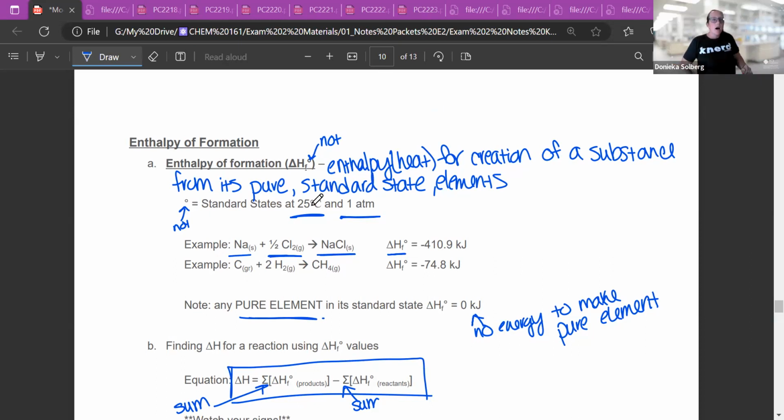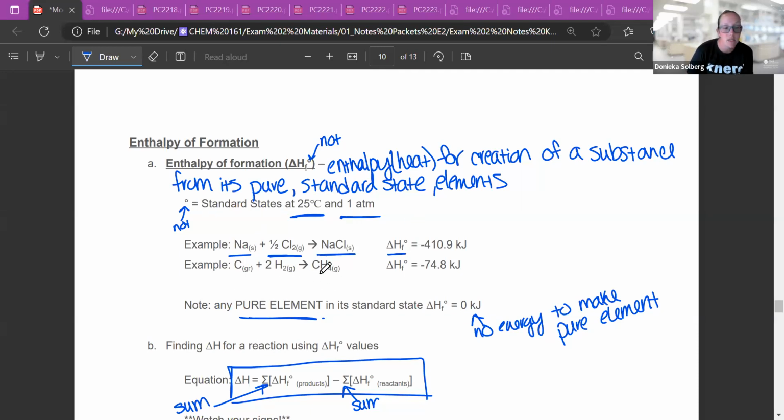So it would be like, here, my examples here. Making salt from sodium and chlorine, its individual elements. Sodium is a solid at room temperature, and chlorine exists as Cl2 gas at room temperature. I only needed half of that. So when I balance this to make 1 sodium chloride, the amount of energy associated with that is negative 410.9 kilojoules. So it actually gives off 410.9 kilojoules when sodium and chlorine react to form NaCl. This is called a delta H of formation.